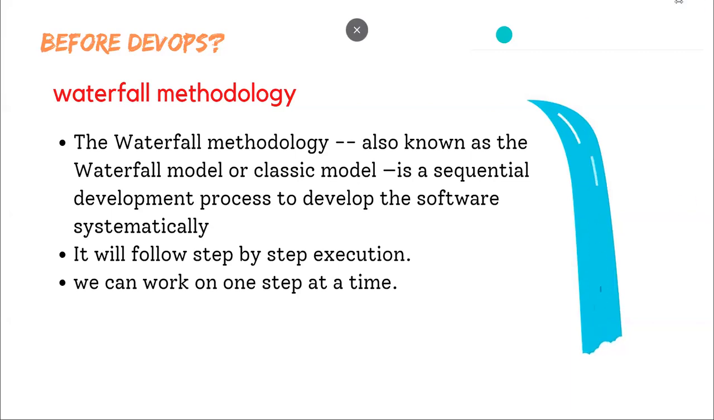Here also, before DevOps, we had some methodologies. DevOps itself is a methodology or a model. Before DevOps, we had a model called the waterfall model. Which model? Waterfall model. So let's first understand what a waterfall model is. Sir, the waterfall model is also called the classic model, or you can call it the waterfall methodology. You can call it waterfall model, waterfall methodology, or classic. It is a sequential development process of the software.